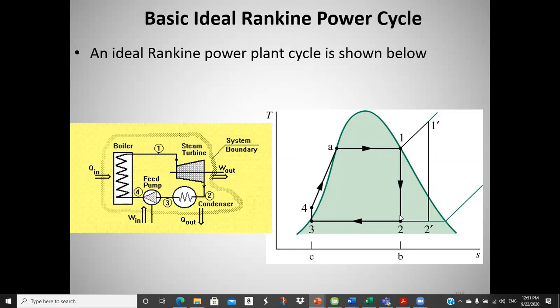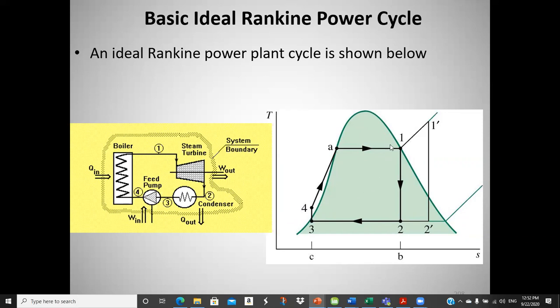Isentropically, so we drop straight down at the same entropy to 2, and then we condense from 2 to 3. We pump from 3 to 4, and this is basically an isobar from 4 to A and on up here if we want to superheat. So that's our simple cycle.